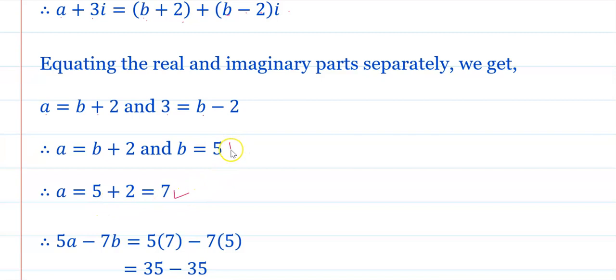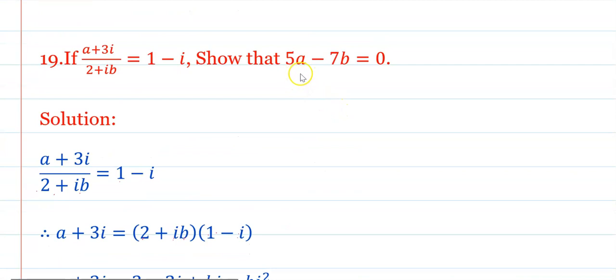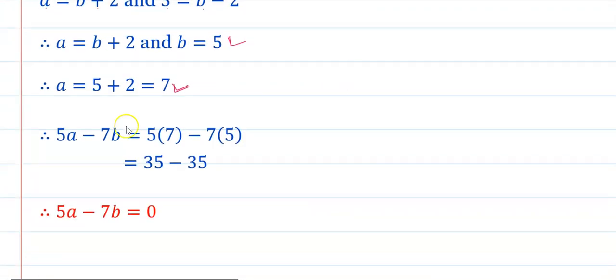A is 7 and b is 5. This is the answer. Now we want to find out the value of... that is, we want to show that 5a minus 7b is equal to 0. Here 5a minus 7b is equal to, the value of a is 7, that is 5 into 7.